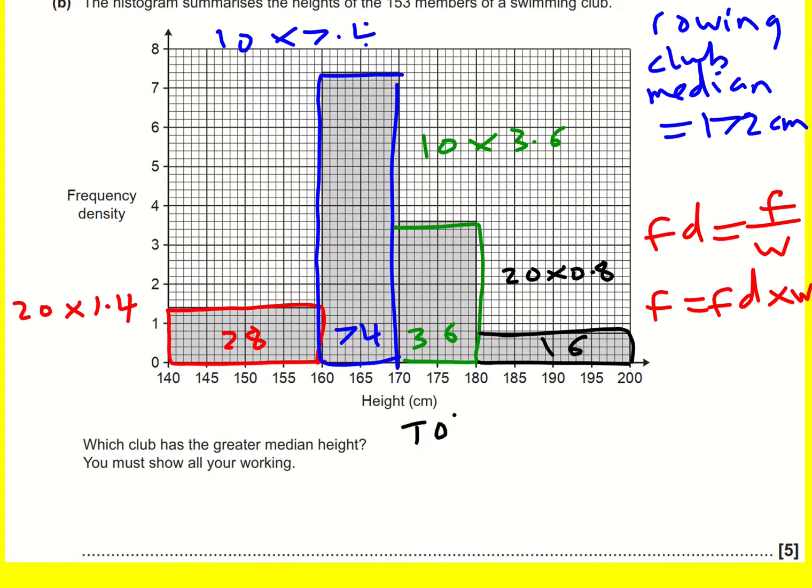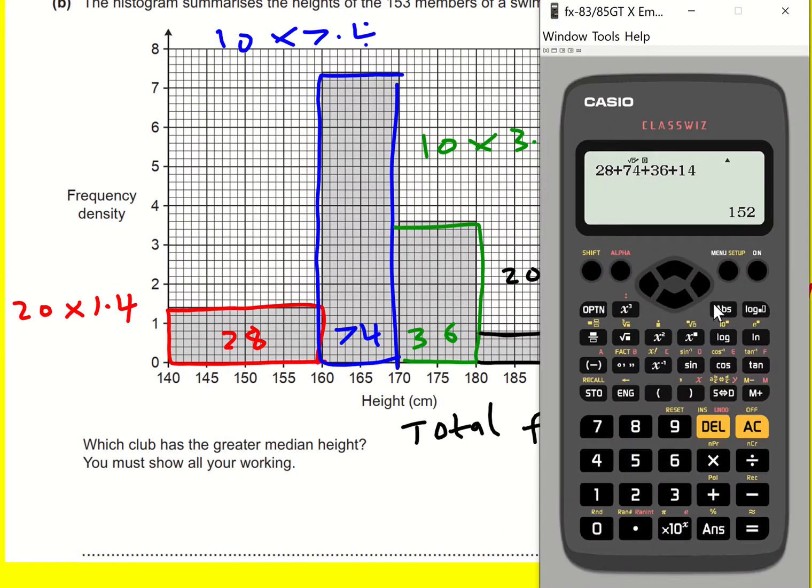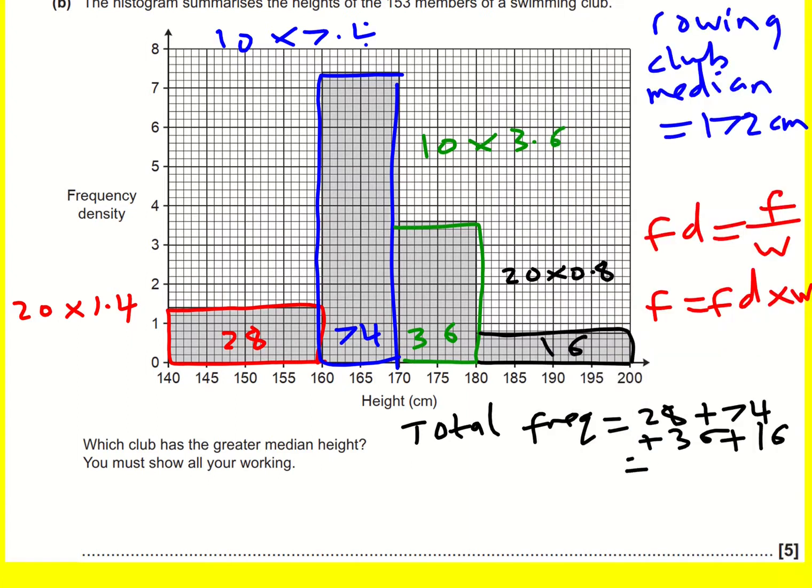So the total frequency is going to be 28 plus 74 plus 36 plus 16. I actually did this question before, but I read it off as 0.7, but the mark scheme actually goes with 0.8, so I'm going to return it to 16, and I have 154 people.